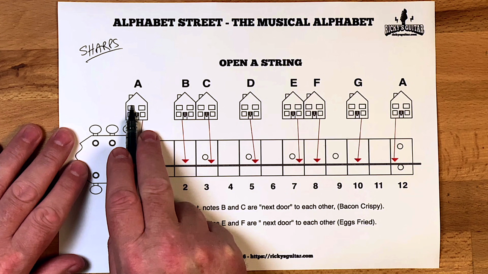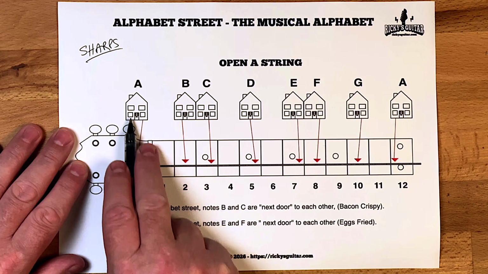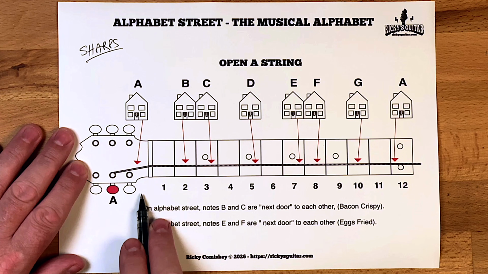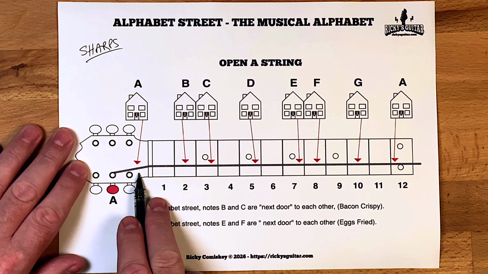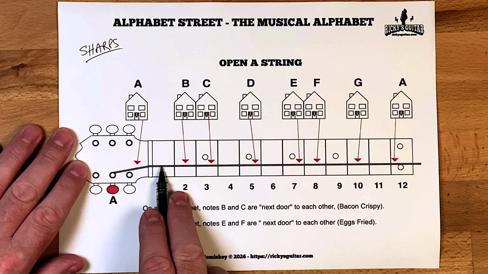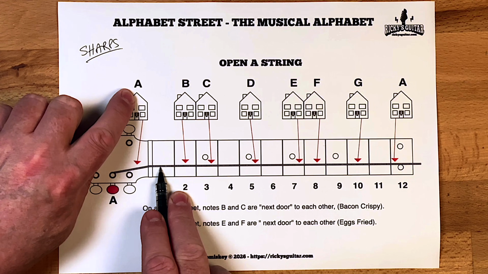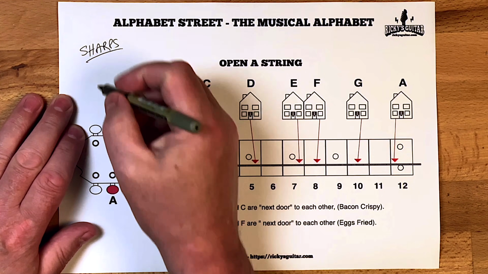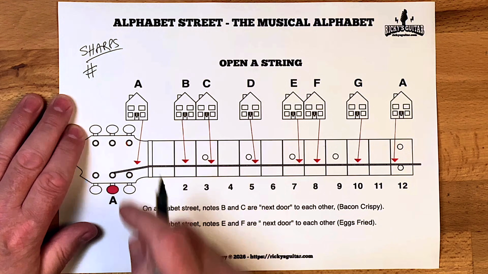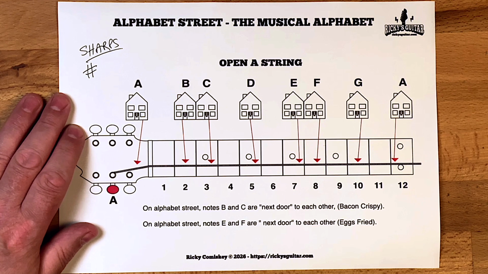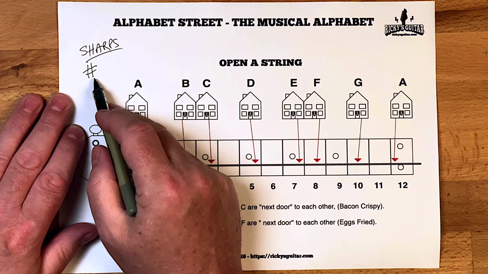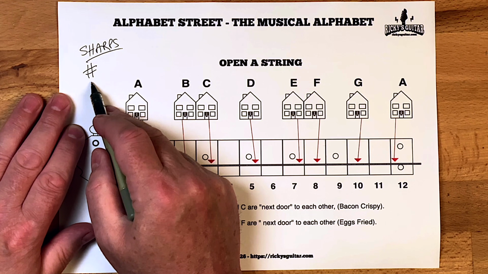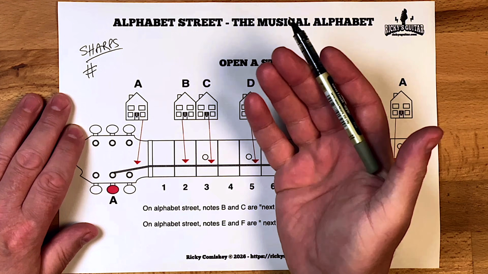When we take a natural note, like this A here, on the 0 fret or the open string, and move it up one fret, we retain the alphabet letter, but we add a symbol to it. And the symbol that we add is this symbol here. It's not a hashtag, guys, it's a sharp symbol. And whenever you see that, it means to raise the note a half step, which is one fret.